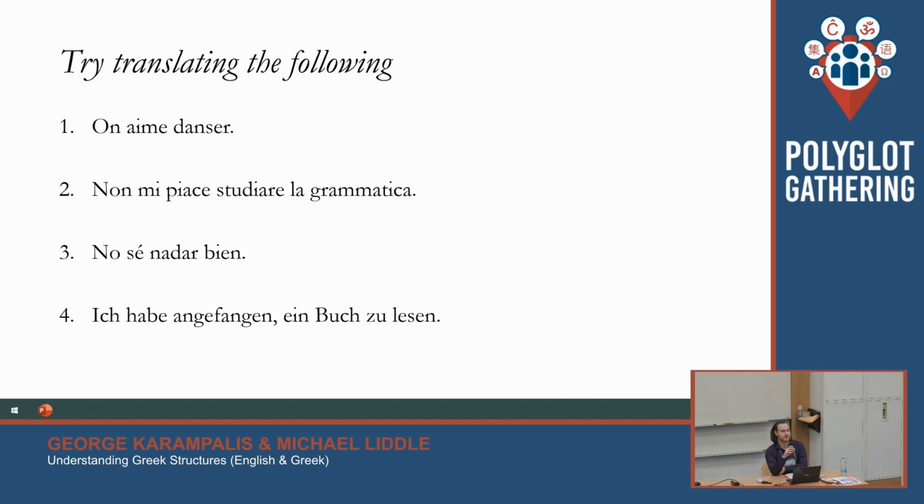Okay. On aime danser. Μας. Μπράβο, ναι. Μας αρέσει να χορεύουμε. So you can see there, the ume bit is agreeing with mas, basically. So we've got to think, okay, what's the first part of that? What's the first part there? And then, ωραία. Okay, non mi piace studiare la grammatica. Really? Τη γραμματική. Όχι γραμματική. Ναι, ωραία.